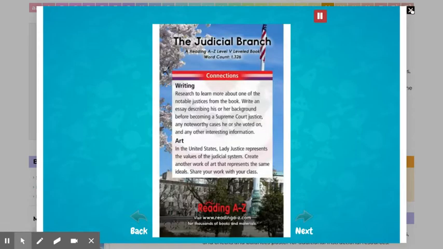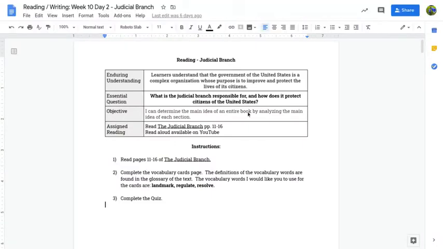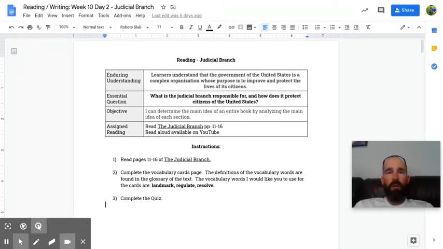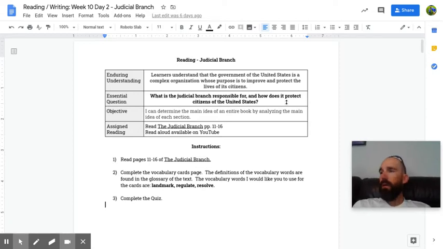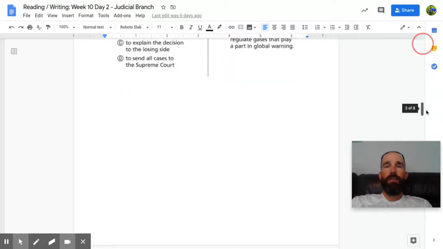All right, that's where we're going to stop. So in your packet now, when we look into day two, notice that what we want you to do is complete your vocabulary cards with the words landmark, regulate, and resolve. Those definitions are found, remember, at the end of the text in the glossary, so you'll have no reason to not understand those definitions. So complete those cards, and then there is a quiz to complete afterwards.